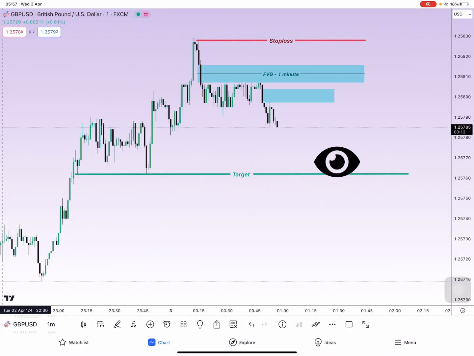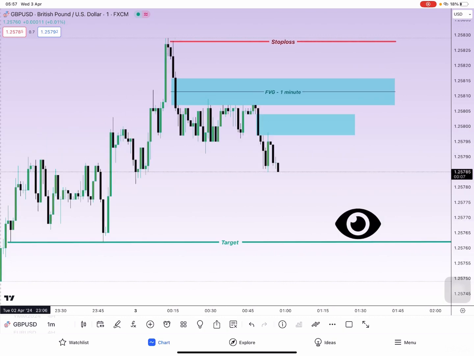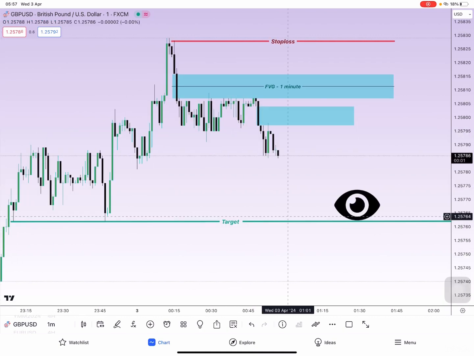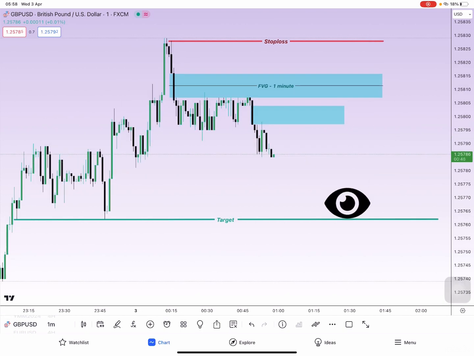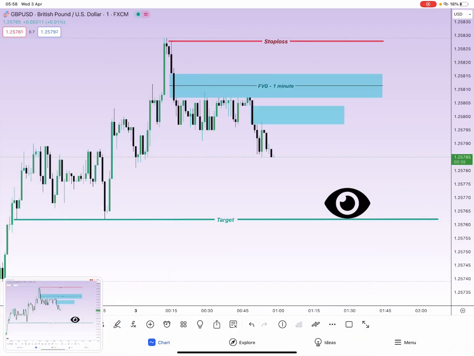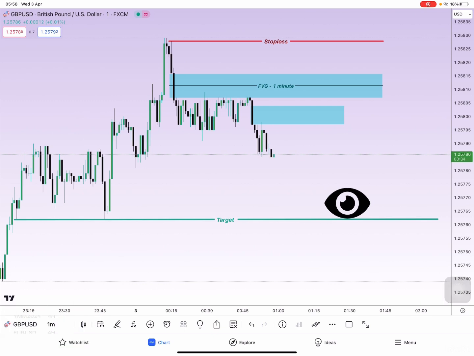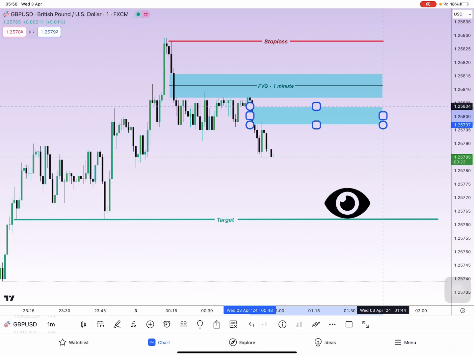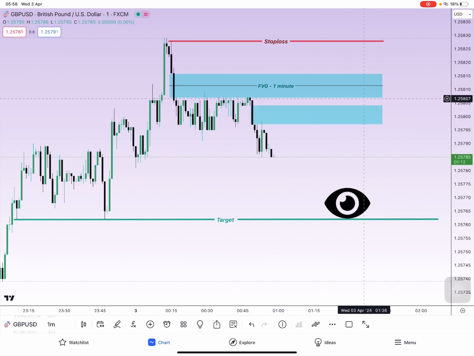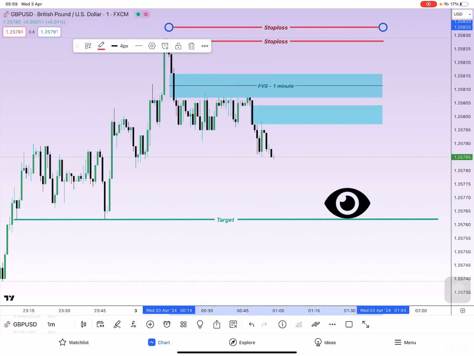I'm not sure if we can get the 2% at this level marked as target here, but even if we don't get 2% here, I'm going to close some part of my trade here. We can drop our stop loss above this high, or yeah, that would be the better place, which I'm telling you to.